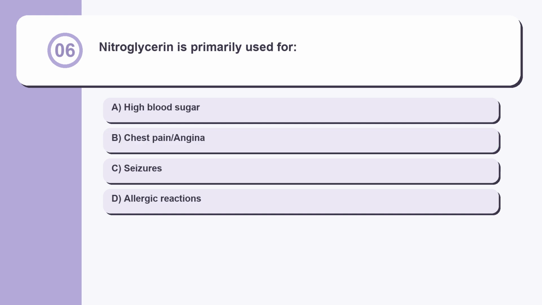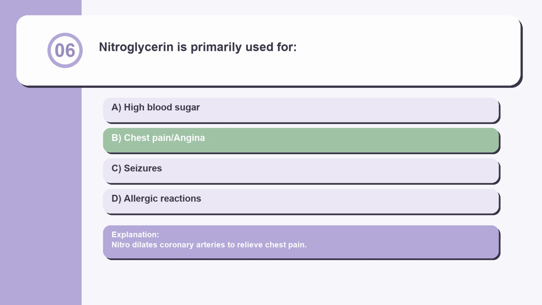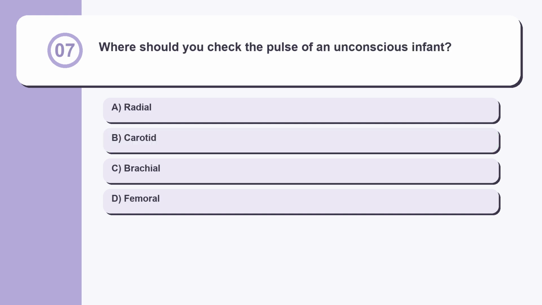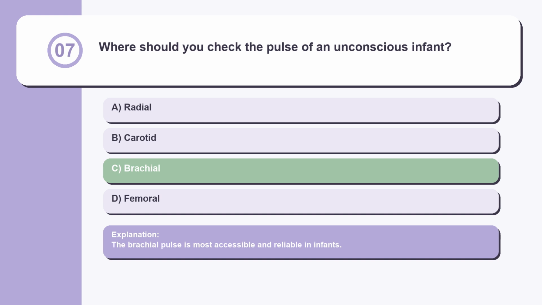Question 6. Nitroglycerin is primarily used for: high blood sugar, chest pain/angina, seizures, allergic reactions. Nitro dilates coronary arteries to relieve chest pain. Question 7. Where should you check the pulse of an unconscious infant? Radial, carotid, brachial, femoral. The brachial pulse is most accessible and reliable in infants.